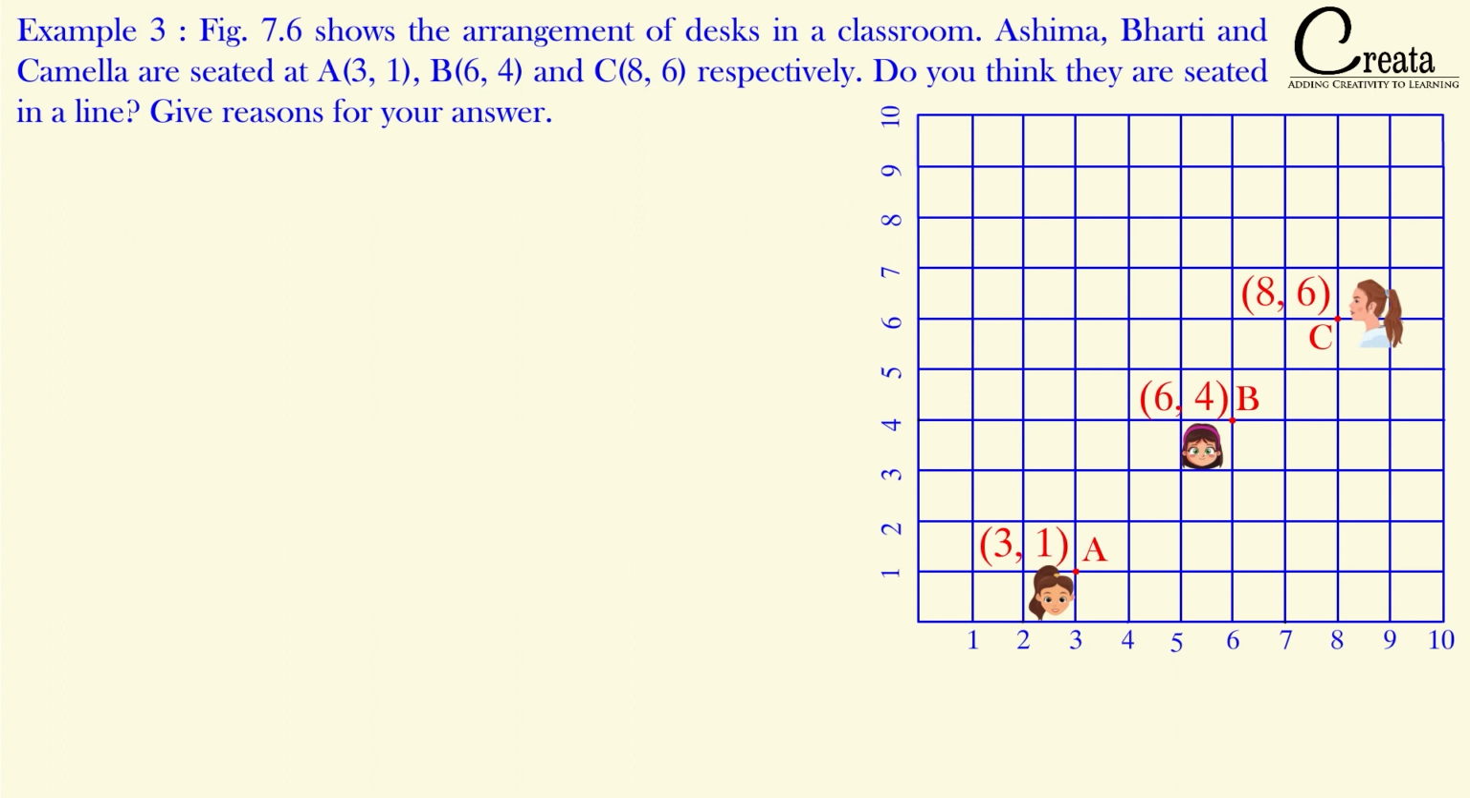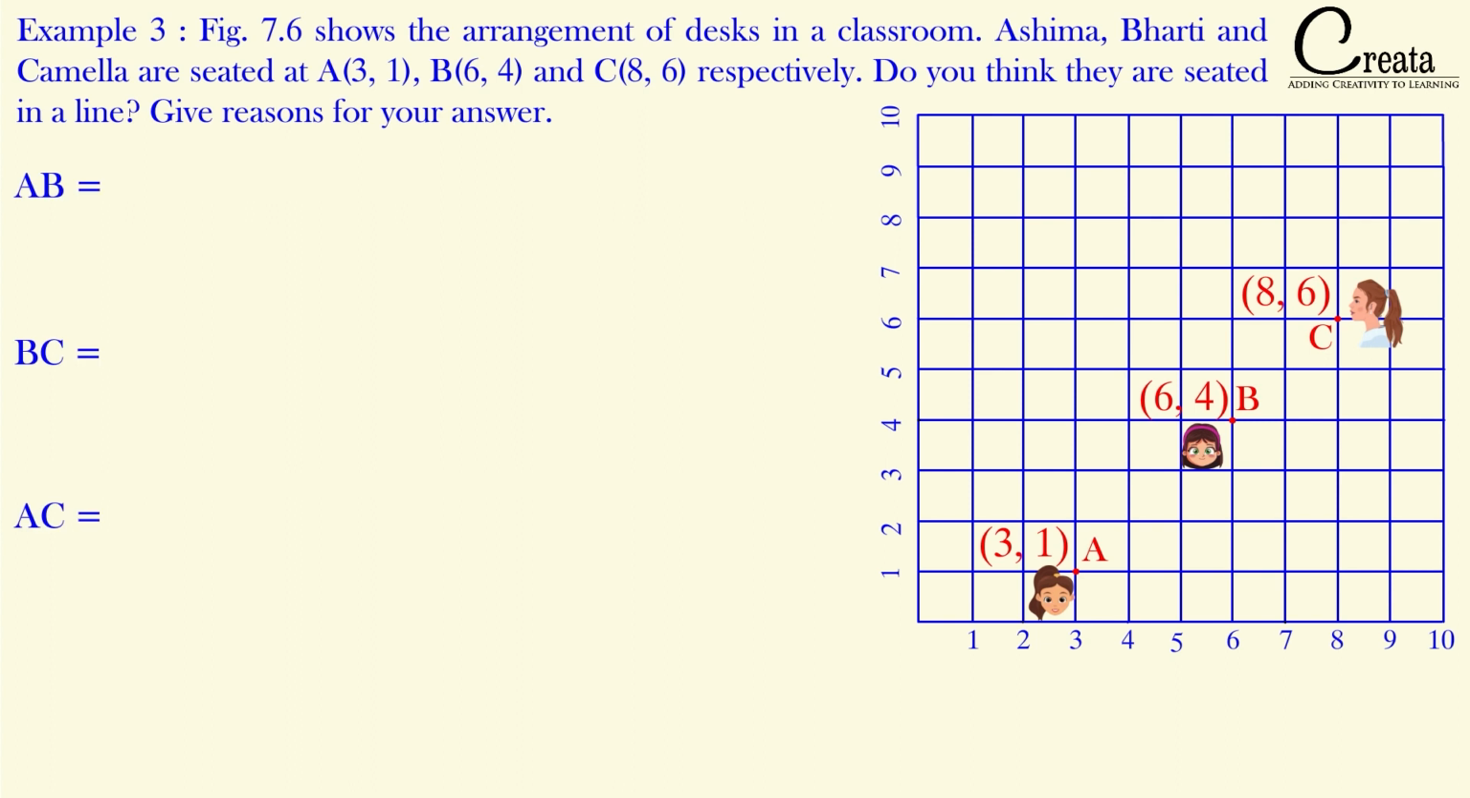We will use the same concept we have used in example 1. We will find the distance between these points and we will check whether they are collinear or not, similar to the triangle case. We will try to add the two sides and equate with the third side. Okay, so this is how we will proceed. We know the coordinates of all the 3 points A, B and C, that is the coordinates of Ashima, Bharti and Camilla. So we can easily find the distances between the points A, B and C. Let's find AB, BC and AC.